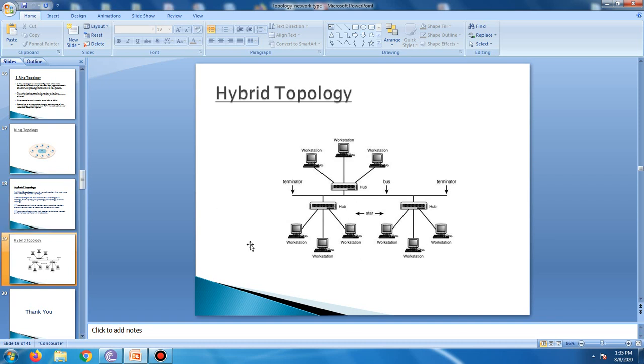A collection of several topologies is called a hybrid topology. It combines two or more topologies, for example bus topology and mesh, or star, bus, mesh, or ring in combination. A star topology with a different bus topology is called a hybrid topology.